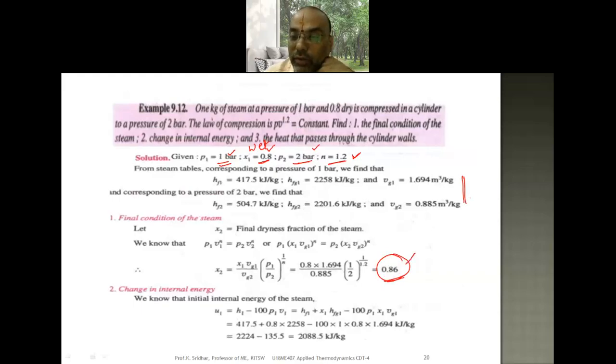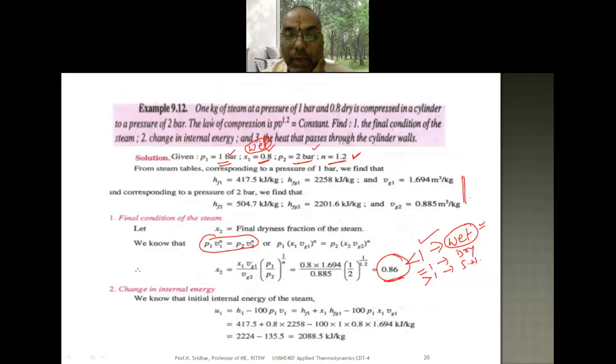That is, it is less than 1. Whenever it is less than 1, we can say that it is wet steam. If it is equal to 1, it is dry steam. If it is greater than 1, we can say that it is the superheated state. So here the first condition is fulfilled. The final condition is a wet steam, because here only the initial condition is given as wet steam, but we don't know what the final condition of the steam is, whether it is wet, dry or superheated. So that's why we use the basic important polytropic governing equation, P1 V1 to the power of n is equal to P2 V2 to the power of n.